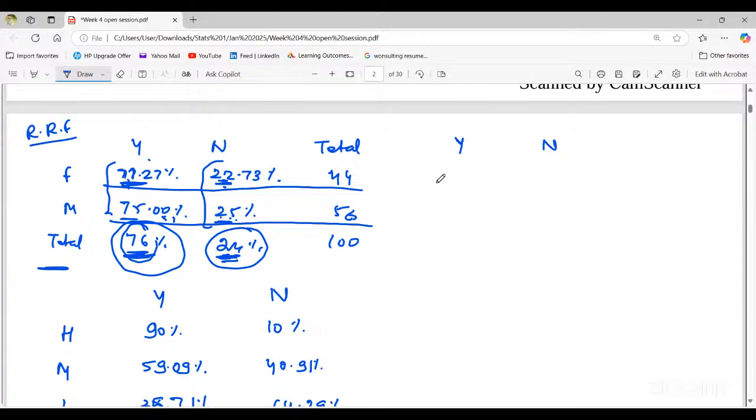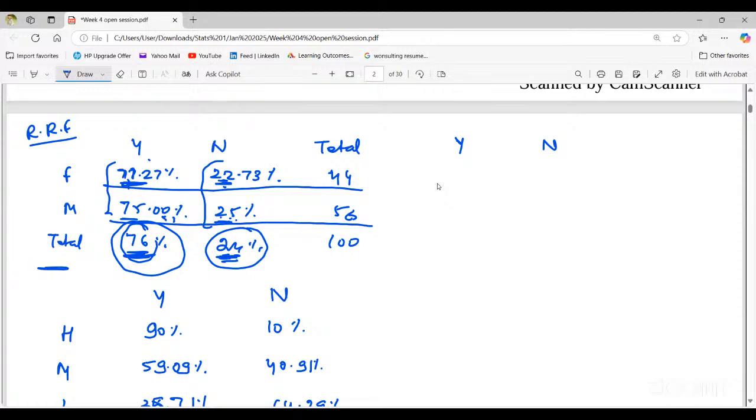If you calculate it by the column relative frequency, then you will be comparing the columns. If you are calculating by the row relative frequencies, you will be comparing the rows. Ma'am, for the column, how shall we calculate? How shall we compare for the column?